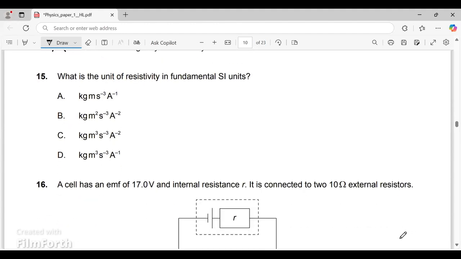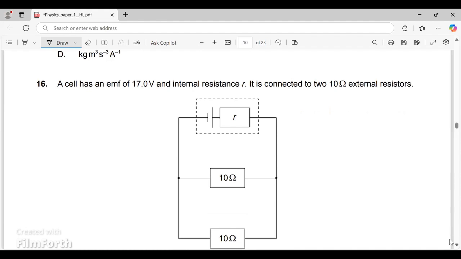15. What is the unit of resistivity in the fundamental SI unit? A, this is a conductivity unit. B, this is the impedance unit, the electromagnetic impedance unit. C, this one, the solution. D is the susceptibility unit. So the correct answer is C. The correct option is C.